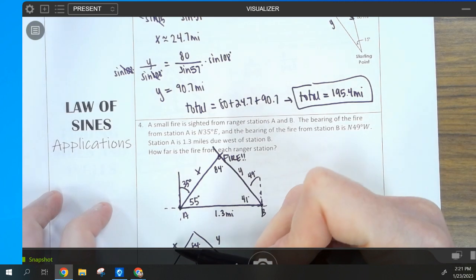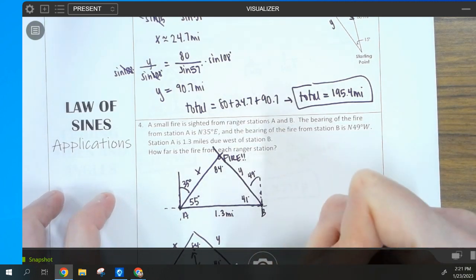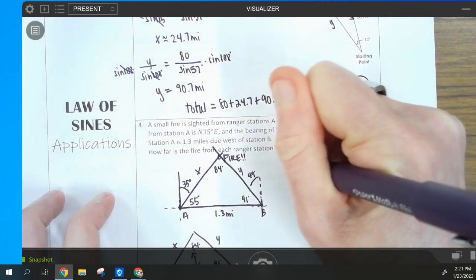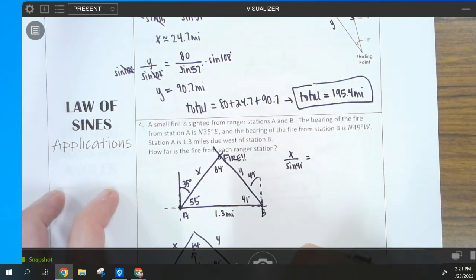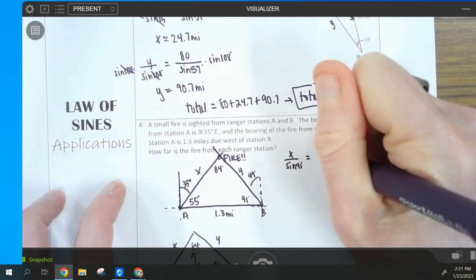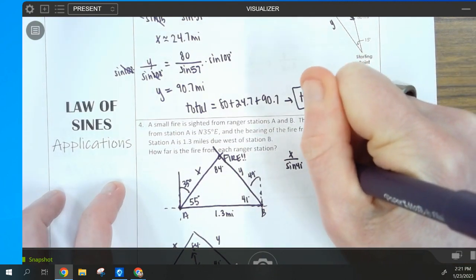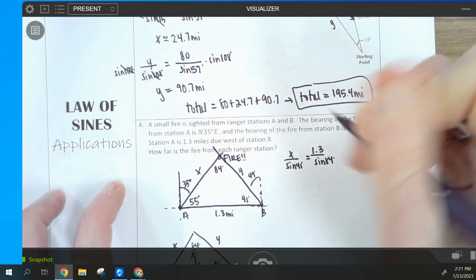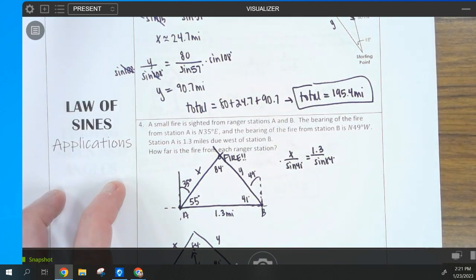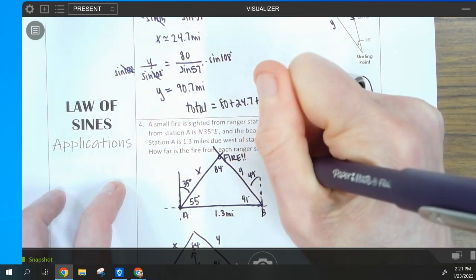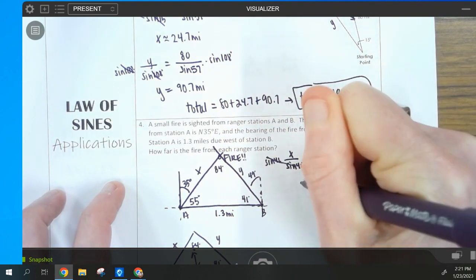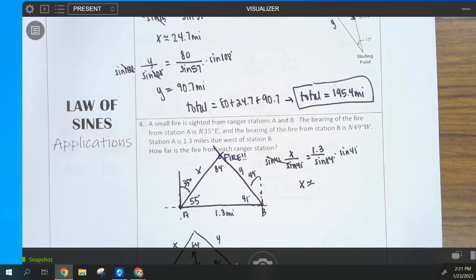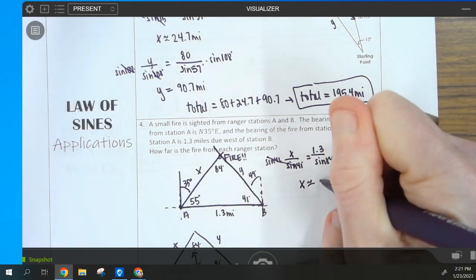And if I want to find X first, I would put X divided by sine of 41 degrees. Set that equal to the length of 1.3 divided by sine of 84. Multiply both sides by that sine of 41 to get the X by itself. And I would find out that that length was about 0.86 miles.